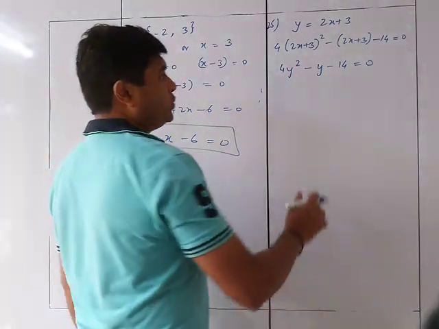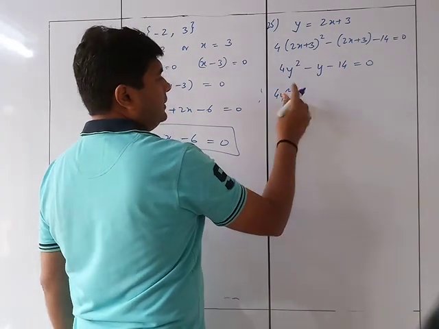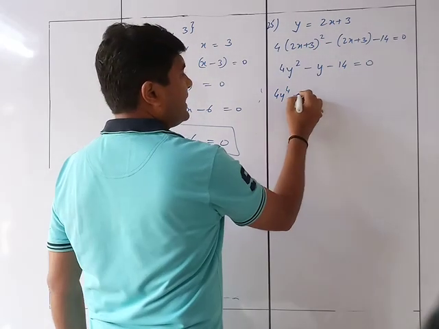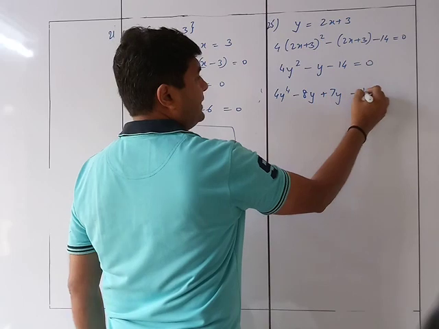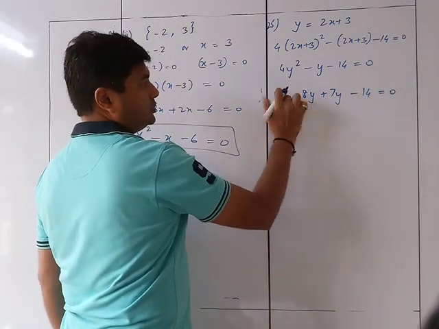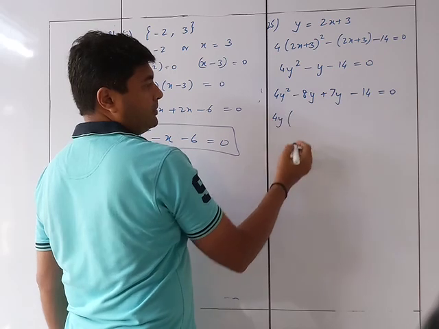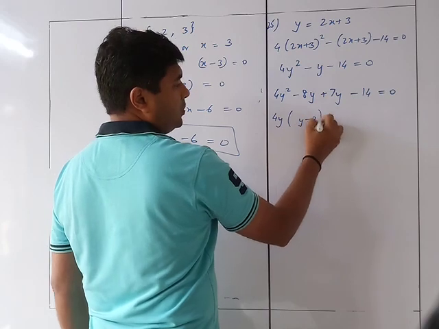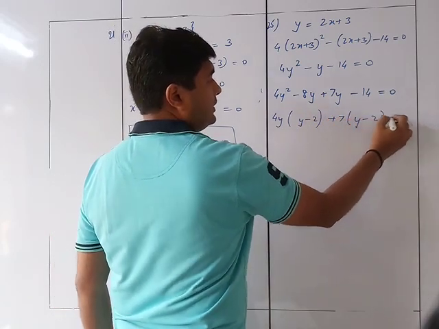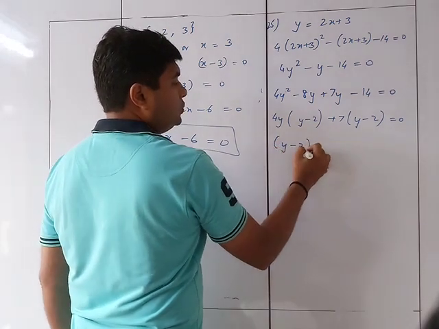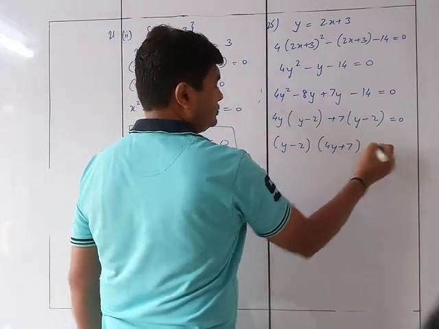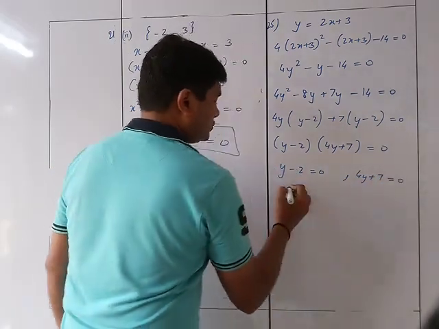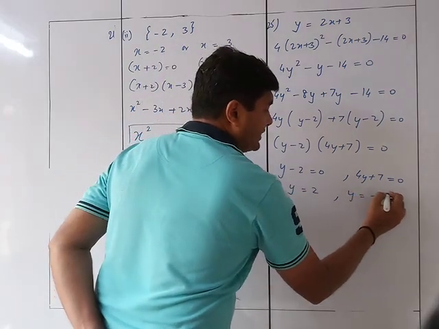Now you need to split this middle term into two parts. So you get 4y square. Now 14 into 4, that will be 56. So 56 will be 7 and 8. So it will be minus 8y plus 7y minus 14 is equal to 0. So this will become 4y common. It will be 2y, y minus 2 over here plus 7, y minus 2 is equal to 0. So you get over here y minus 2 and 4y plus 7 is equal to 0, y minus 2 is equal to 0, 4y plus 7 is 0. So y is equal to 2 or y is equal to minus 7 upon 4.